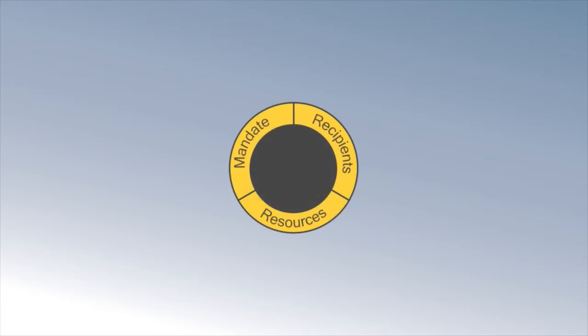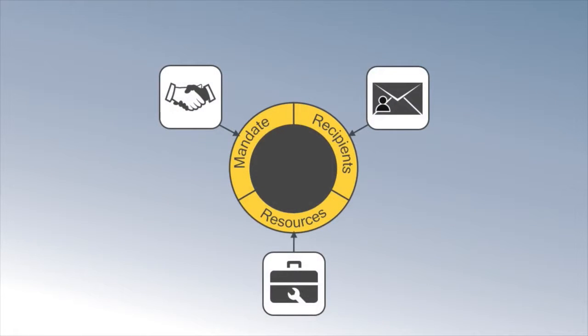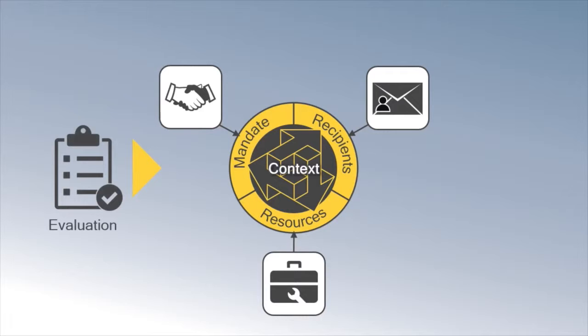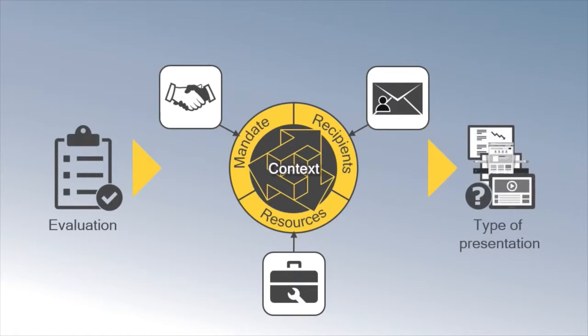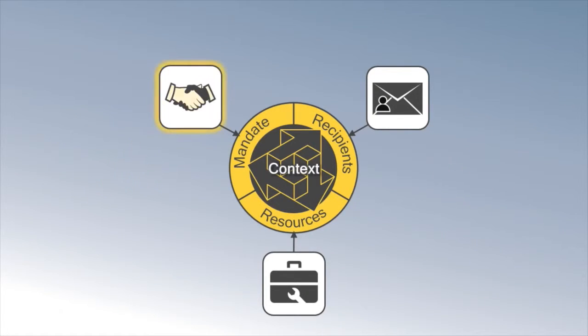Here are 3 axes that include the principal elements that must be considered to effectively evaluate the context in which you are to present the information. Doing this evaluation will enable you to choose the most suitable type of presentation for your information. Let's start with the mandate axis.